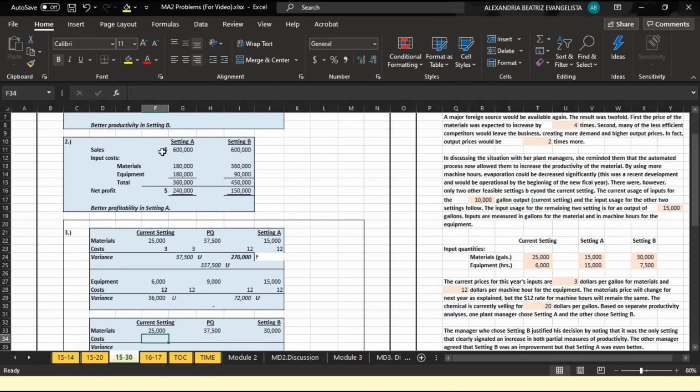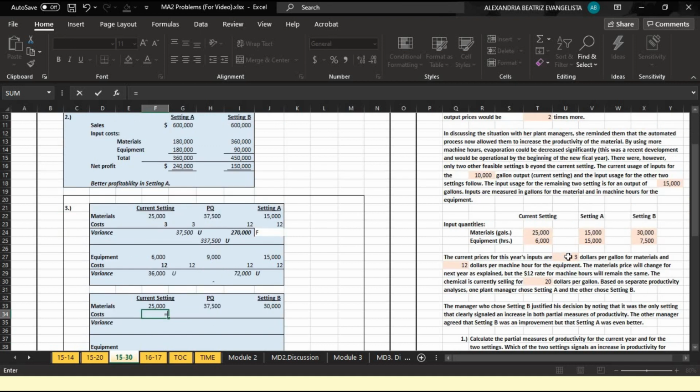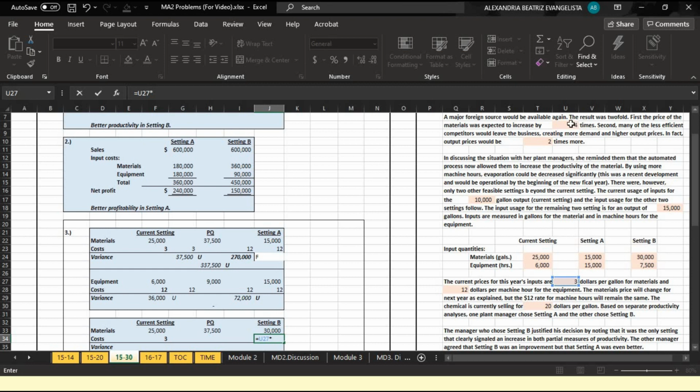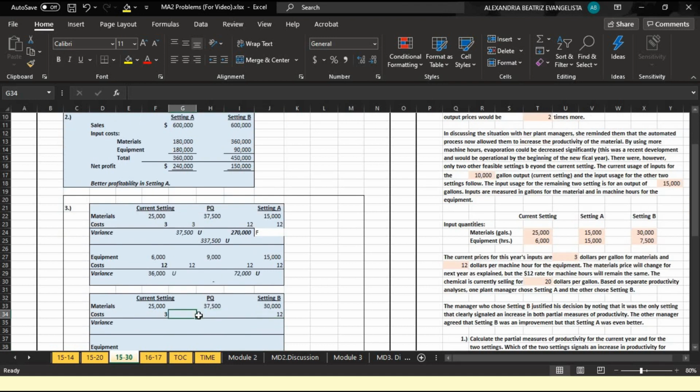And now let's input the costs. For the current settings, that is $3. For setting B, that is $3 multiplied by 4, again, because it is stated that the price of material was expected to increase by 4 times. And then for the prices under PQ, we're just going to split it again. So for this side, that is 3, and then for this side is 12.